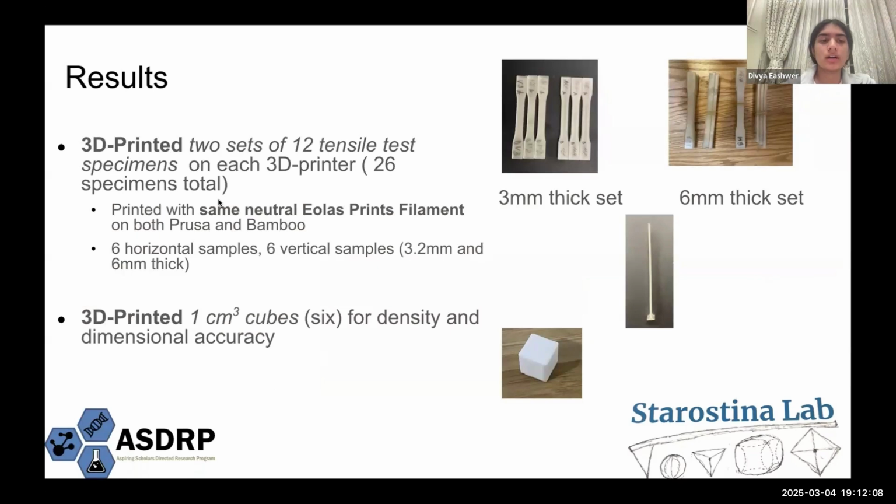And these are our 3D printed tensile test specimens. We have two sets on each 3D printer. So there's 26 specimens in total and two sets of 12, and half are horizontal samples and half are vertical samples with 3.2 millimeters and 6 millimeters thick. And all of them are printed with the same neutral EOS print filament. And then we also 3D printed 1 centimeter cubes for the density and dimensional accuracy test.